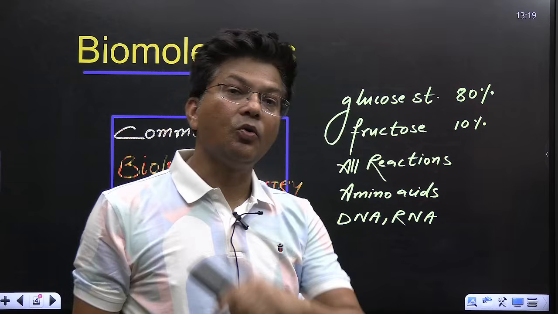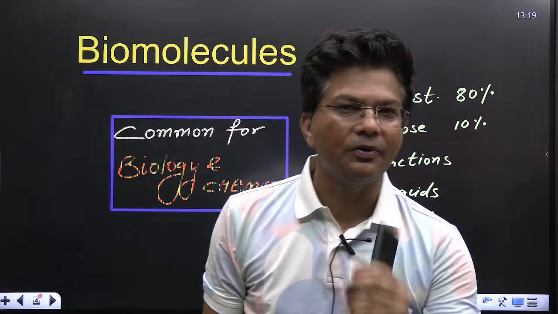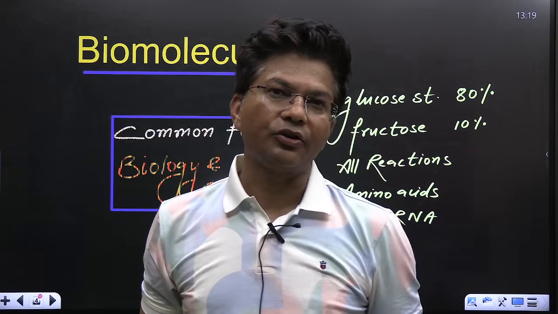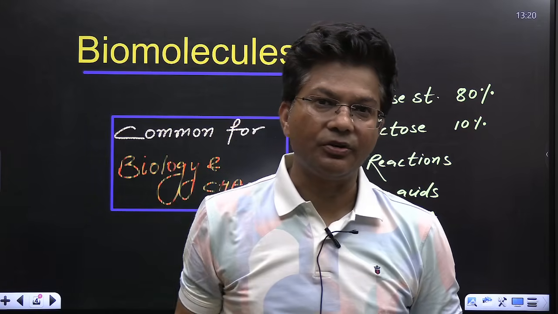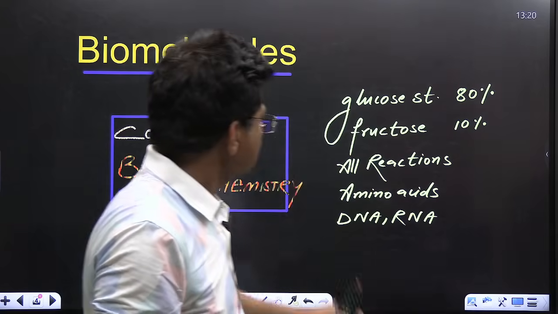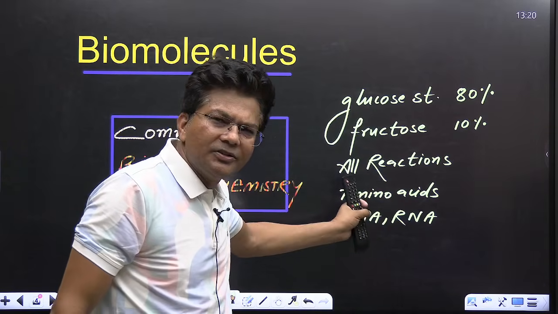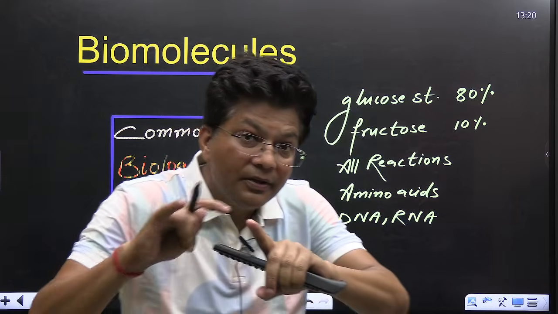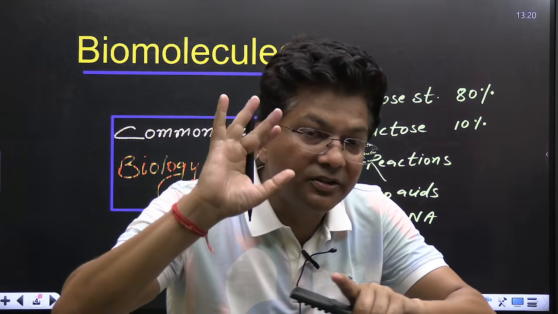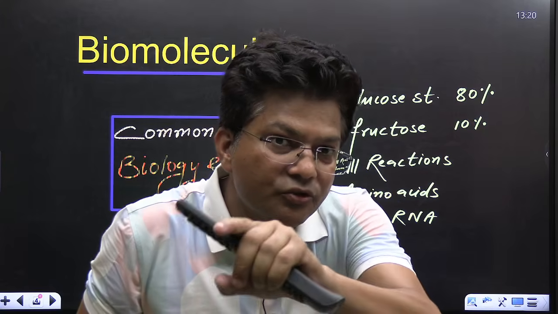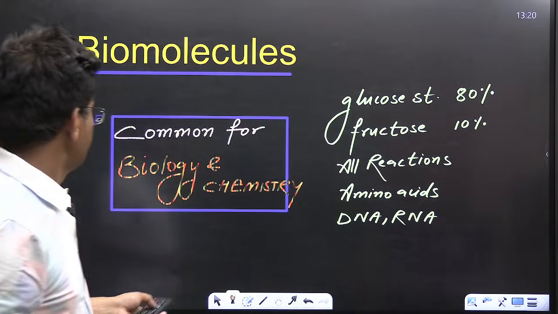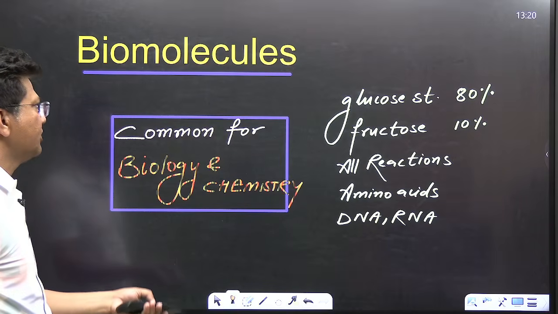Remember that glucose plays a very, very important role. 80% of biomolecules you can do by yourself if you know the structure of glucose, that Haworth representation, ring, pyranose, furanose form, right? Now, fructose and all reactions, and amino acids. Remember that the amino acids which are really very, very important are the 10 essential amino acids, and you should know their structure. And DNA, RNA, you know very well, so no worries. So in biology as well as in chemistry, it's equally important.